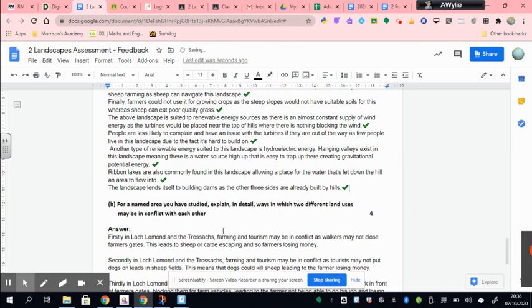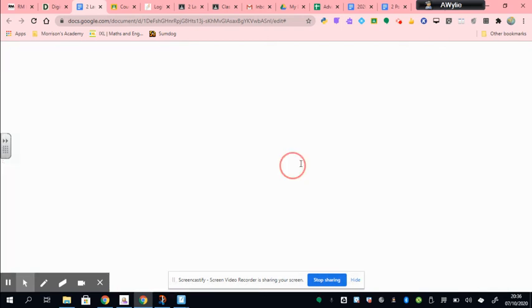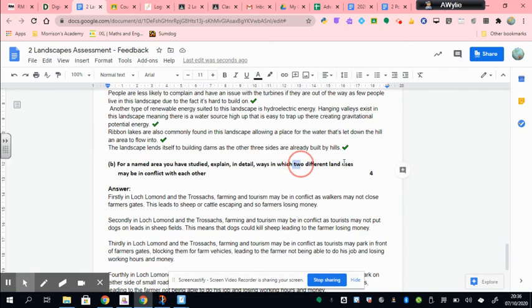Okay, let's just move to our final question. Conflicts. Now, this is a question where a lot of students make mistakes. They start talking about a whole range of different conflicts between different land uses. And this question very specifically says 2 different land uses. So you've got to identify the 2 that you want to have in conflict and then tell me about what that conflict is. Explain the conflict.